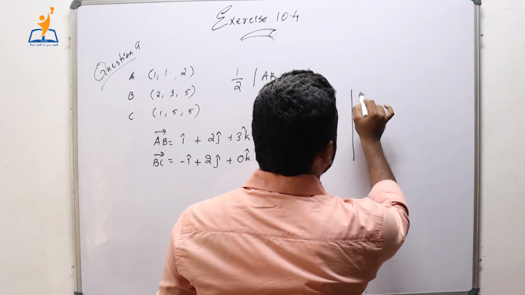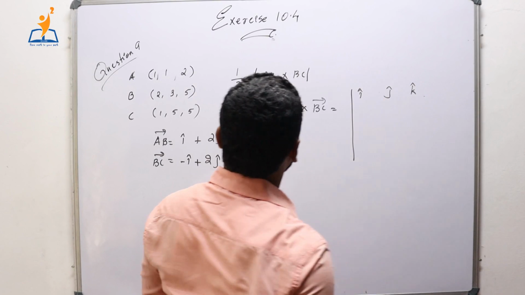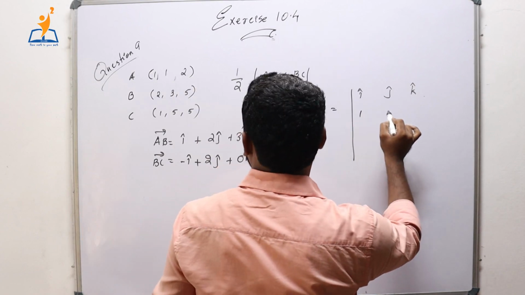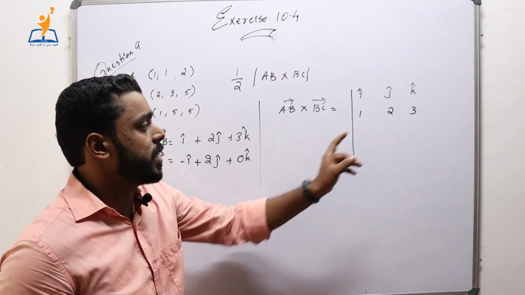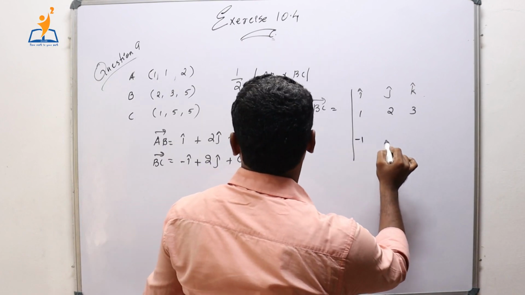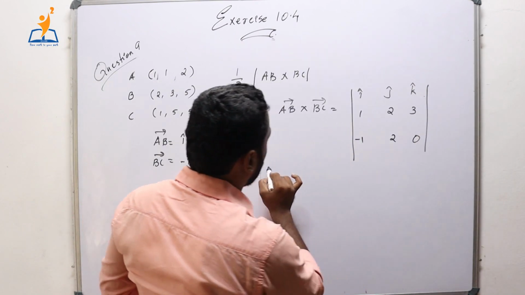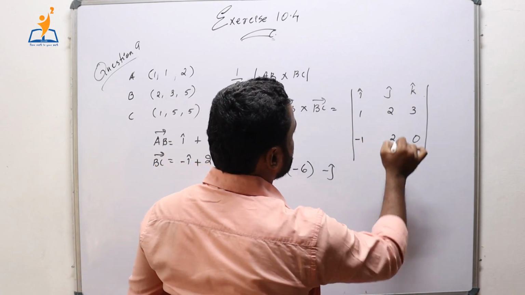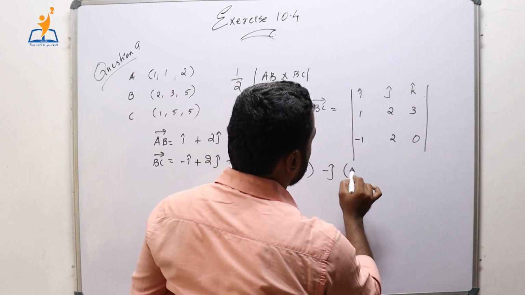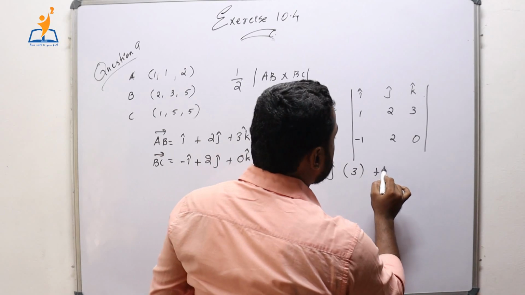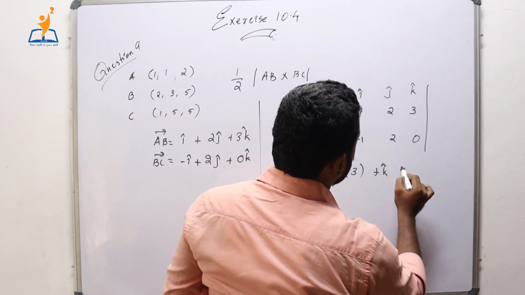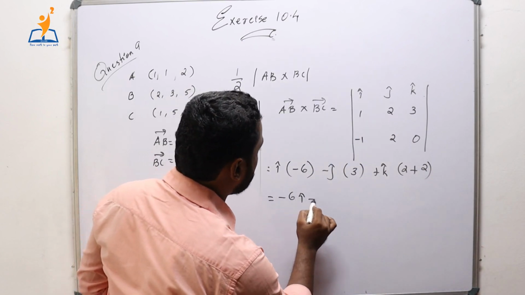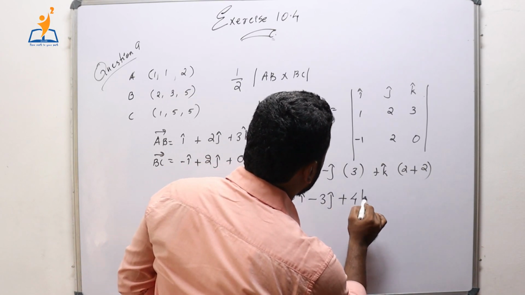It is equal to determinant i, j, k. Now we can substitute 1, 2, 3, the respective components, in the second row. Now the next components minus 1, 2, 0. It is equal to i into 0 minus 6 is minus 6, minus j into 0 minus 3 is equal to plus 3, plus k into 2 plus 2 equal to 4. So we have minus 6 i cap minus 3 j cap plus 4 k cap.